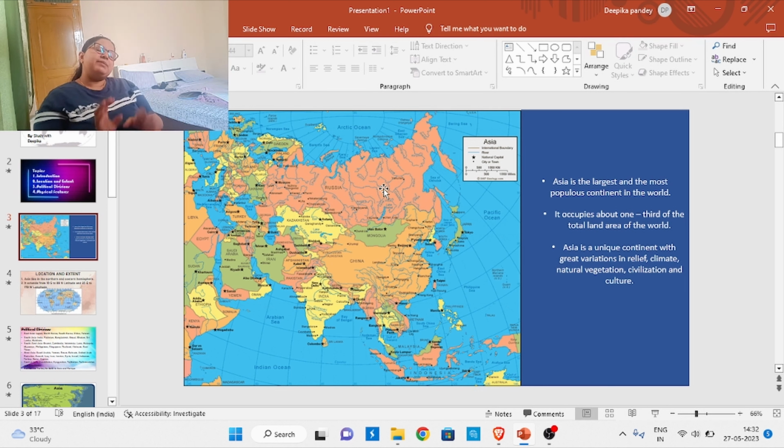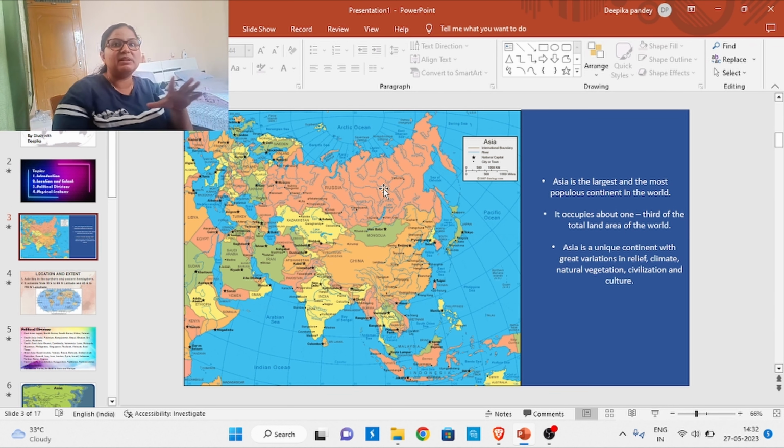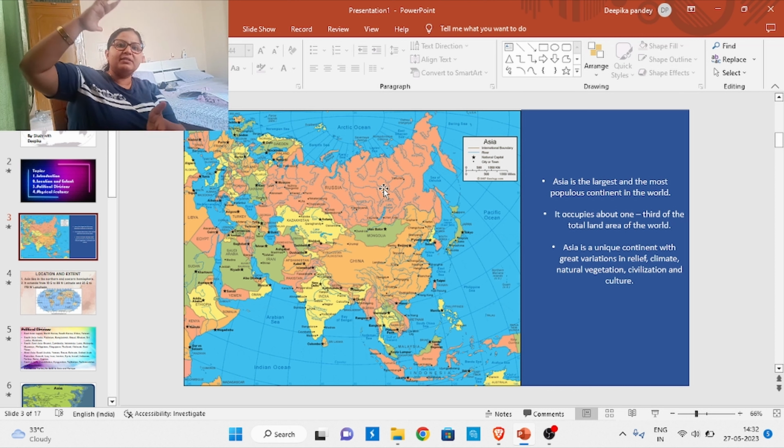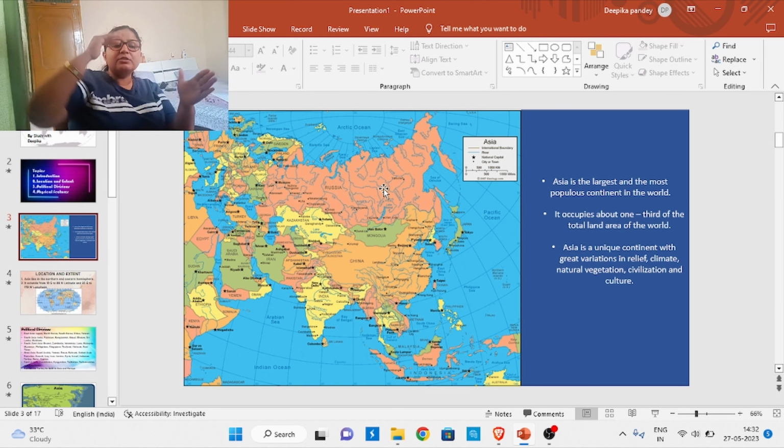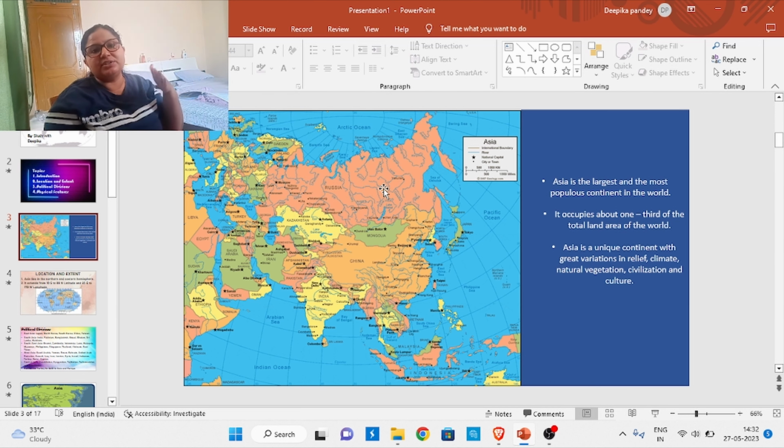Yes, we know that we have studied right now that it is a unique continent, and along with it only, children, it is also known as the continent of extremes. Now again, why is it known as the continent of extremes? What do we mean by extremes? Something that has gone to the very last level, right? So here we will see in this continent that there are many physical features and characteristics that make Asia unique, and due to which it is known as the continent of extremes.